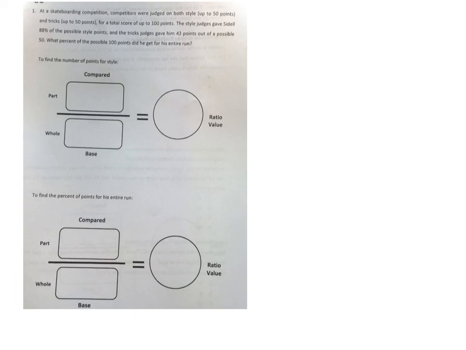So if we want to figure out how many points he got for style, if I go back up here and look for style, it says he got 88% of style. So immediately I would write 88 out of 100. This is how many points he got for style. So this over here is going to be how many points he gets for style. And if you look up here, style is up to 50 points. So the total best he could get is 50. And we want to figure out of 50 how many points that would be.